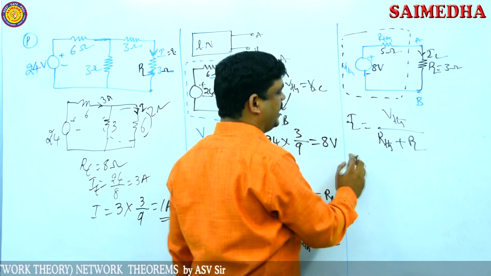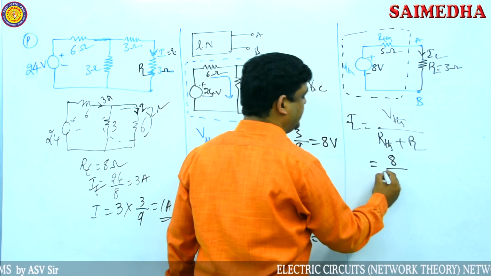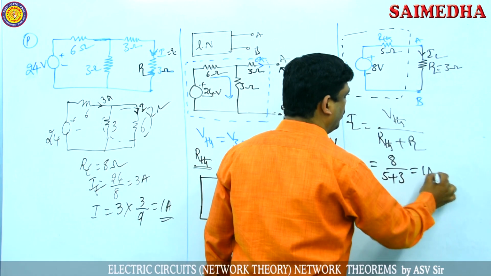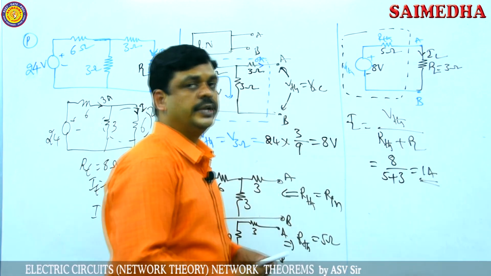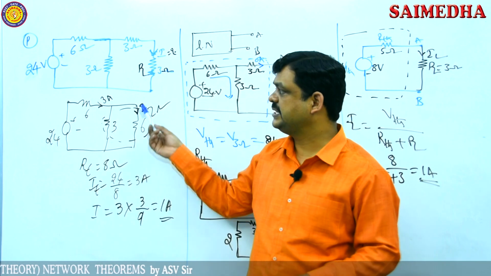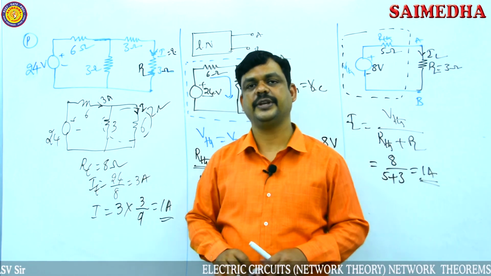So RTh plus RL, then the total voltage is 8 volts divided by RTh, which is 5, plus the load resistance, which is 3, so it becomes 1 amp. So the current through the 3 ohm resistor is 1 amp. Here I explained the same problem using the total resistance technique, and it also gives 1 amp.